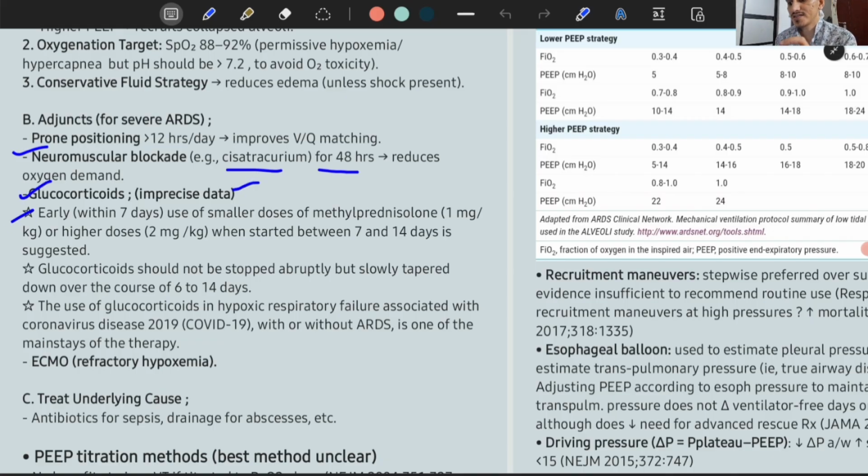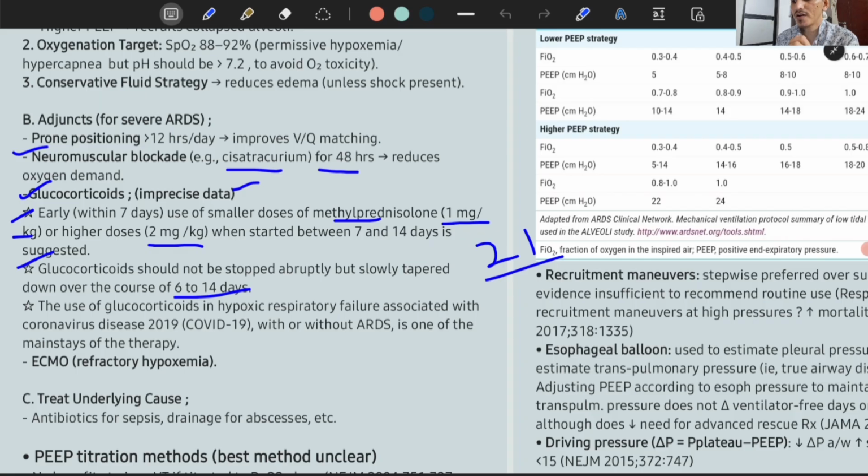Early, within 7 days, use smaller doses of methylprednisolone in non-COVID-19 ARDS patients, like methylprednisolone at 1 mg per kg. If the patient is in 7 to 14 days, meaning from the 7th to 14th day of ARDS, you should give higher doses, like 2 mg per kg daily, till the patient comes out of that stage, meaning approximately 21 days. Okay, so in less than 7 days 1 mg per kg, 7 to 14 days 2 mg per kg, and these glucocorticoids should not be stopped abruptly but should be slowly tapered down over the course of 1 to 2 weeks.